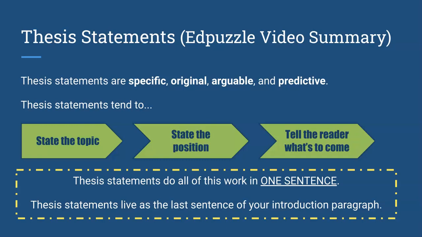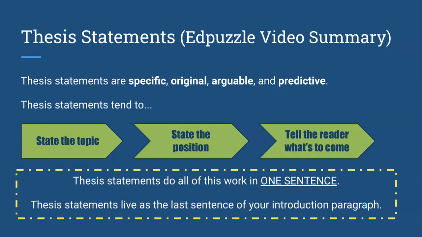Your thesis statement needs to be specific, original, arguable, and predictive, meaning that it tells your reader what's going to happen later on in this paper. So a thesis statement tends to, again, state the topic, state the position, tell the reader what's to come. If this sounds familiar, it's because it's very similar to your research question.